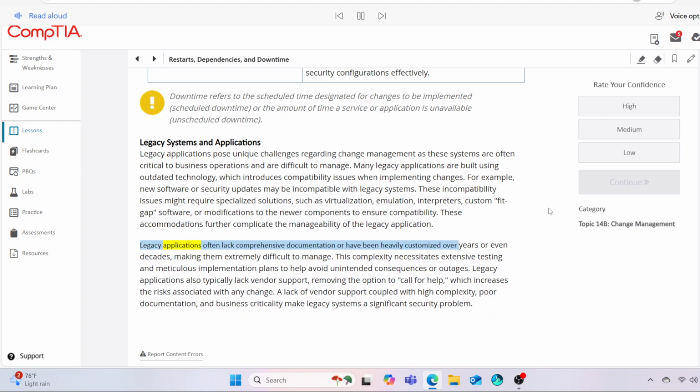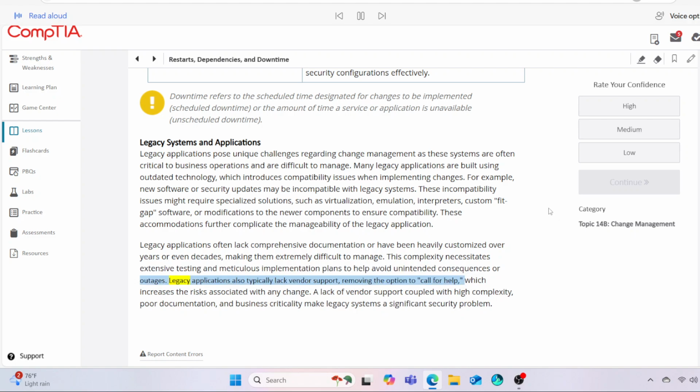Legacy applications often lack comprehensive documentation or have been heavily customized over years or even decades, making them extremely difficult to manage. This complexity necessitates extensive testing and meticulous implementation plans to help avoid unintended consequences or outages. Legacy applications also typically lack vendor support, removing the option to call for help, which increases the risks associated with any change.